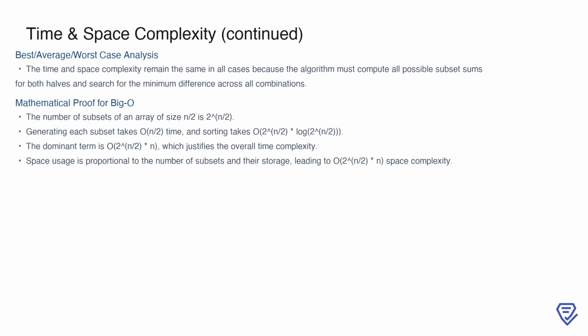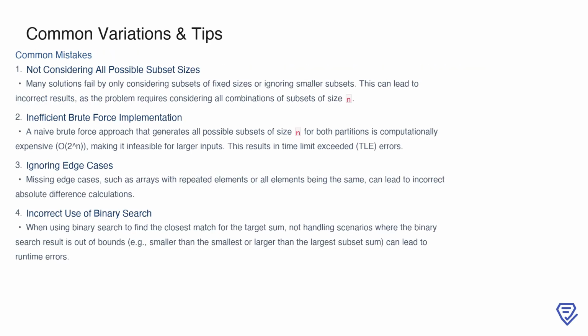This formal analysis confirms that the optimized approach is both efficient and scalable compared to the brute force alternative. Here are some common mistakes to watch out for when tackling this problem. The first issue is failing to consider all possible subset sizes. The problem requires evaluating subsets of every size up to n, and overlooking this can lead to incorrect results.